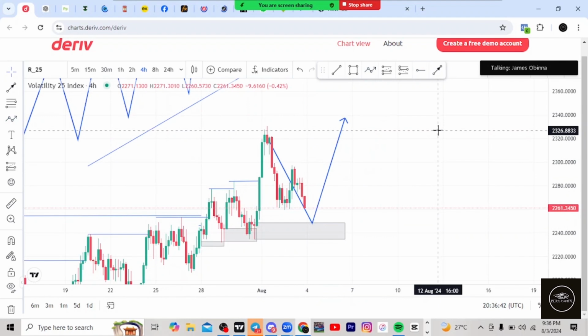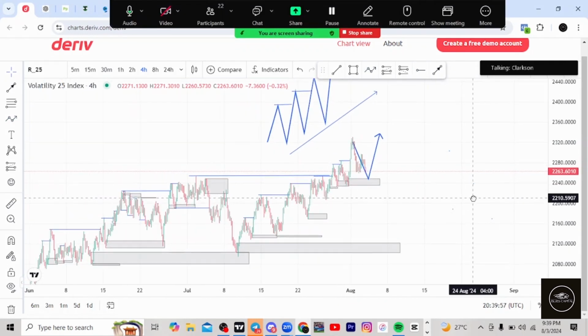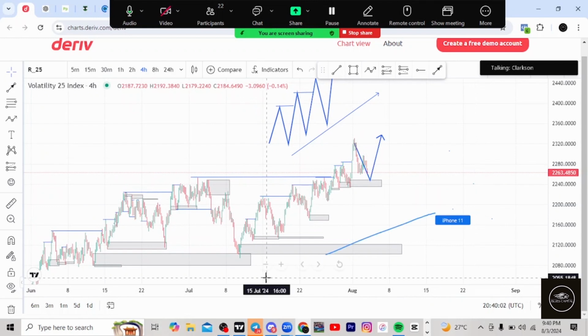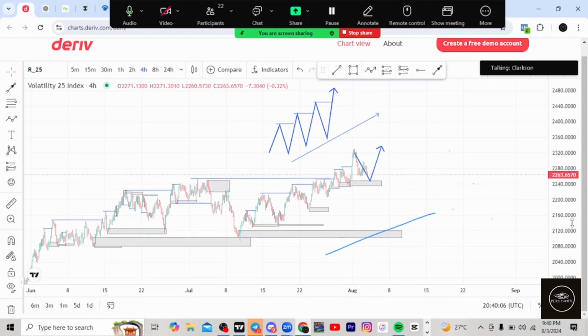That's it. So any questions, guys? I was saying that there are some demand zones below that particular one that have not been mitigated. How do we know that this will not break this one and go and mitigate that one before going up?